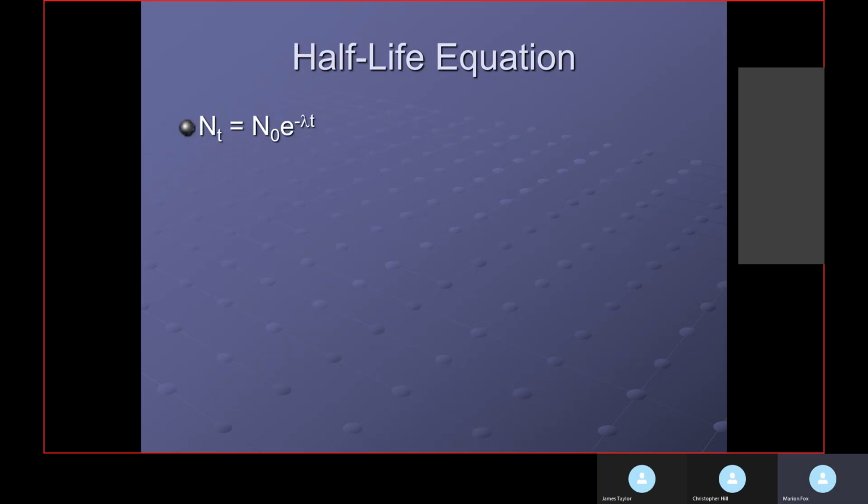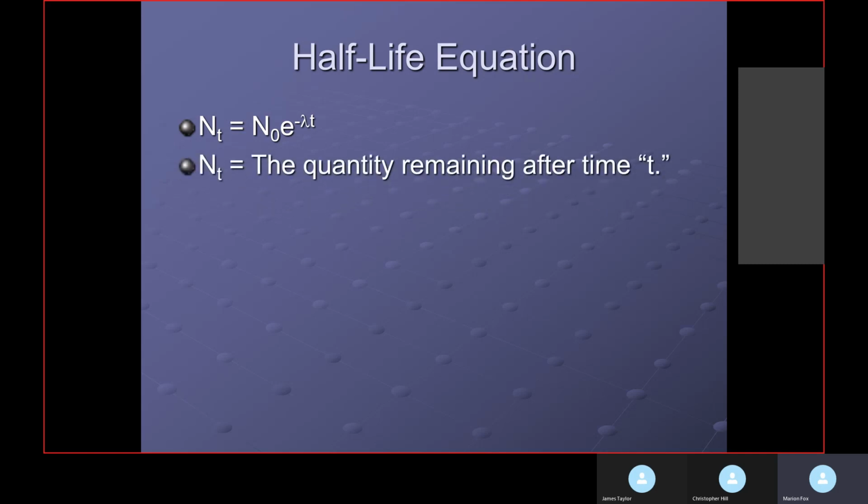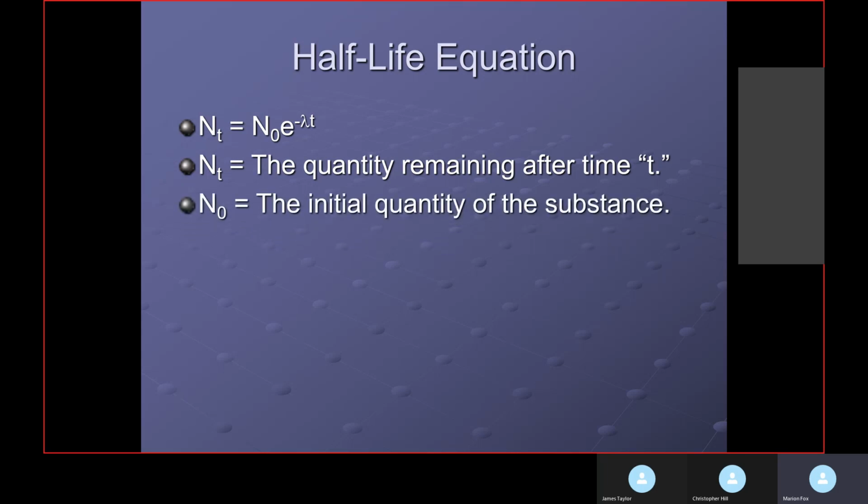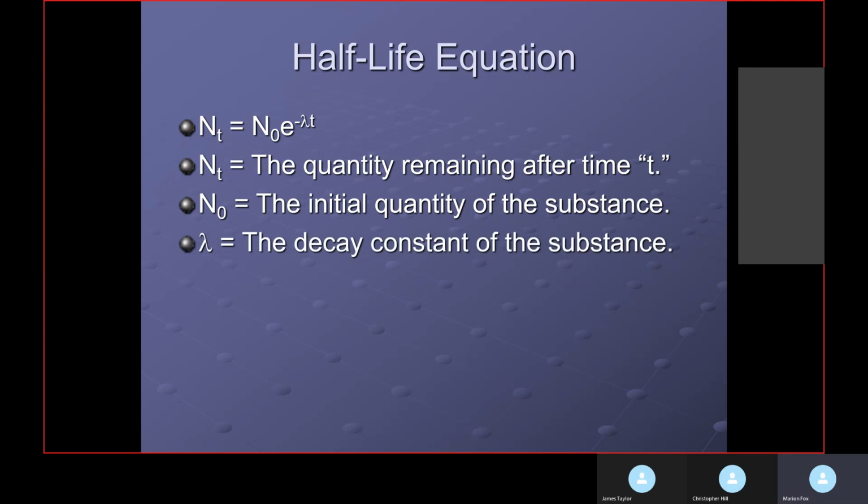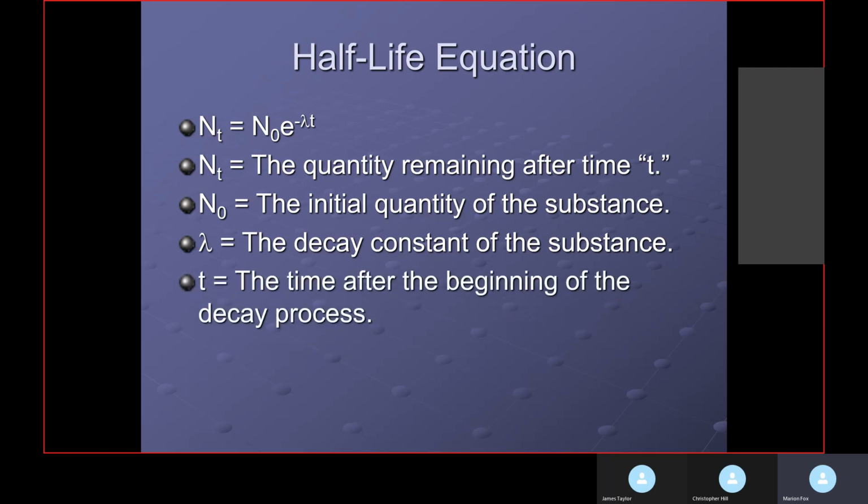Let's look at our half-life equation again, as we looked at it earlier. N sub t equals N sub 0 times e to the minus lambda t. N sub t is the quantity remaining after time t. N is the number, a quantity, and t is for time. N sub 0 is time 0, the beginning time, the initial quantity of the substance. The initials on your name are the first letters. This will be a radioactive substance that can decay. Lambda, the Greek letter, is the decay constant of the substance itself. And of course, t is the time after the beginning of the decay process.